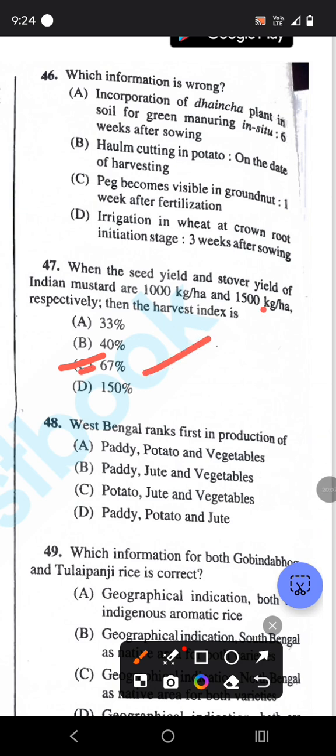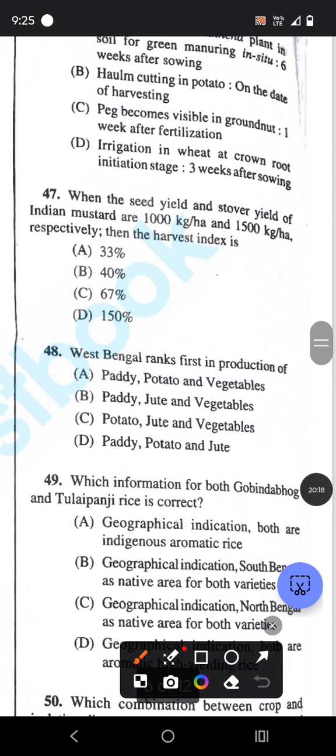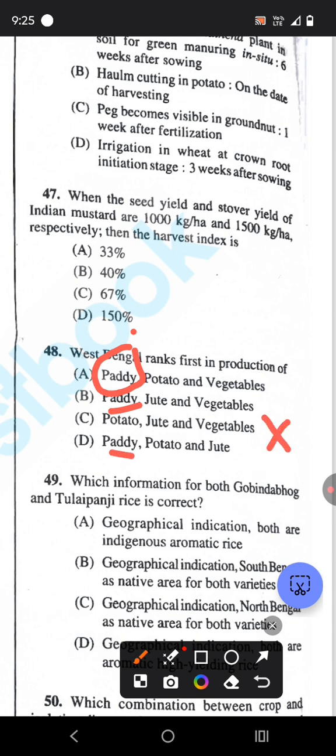Question number 48. West Bengal ranks first in production of paddy. Guys, for paddy, West Bengal ranks first. So C is not eliminated. And second position, potato. There are two options, option number D and A. For potato, UP is first rank, so that is false. The only remaining option is B. So this is the correct answer.